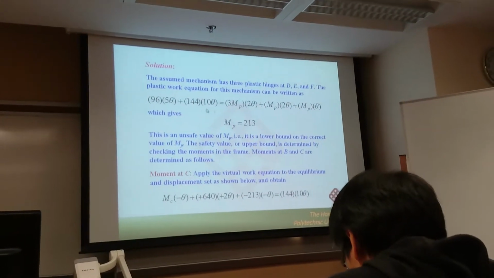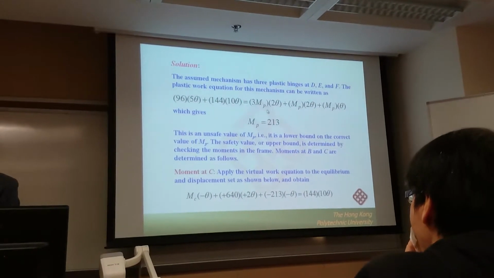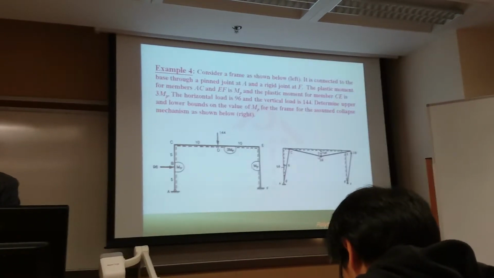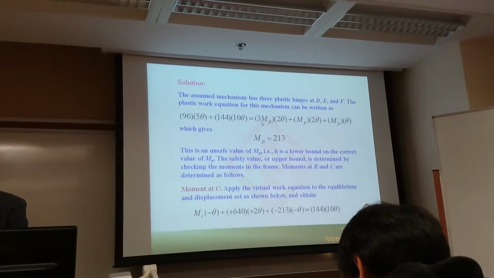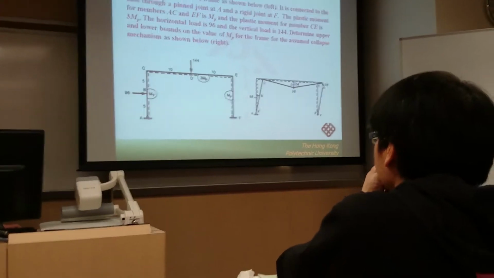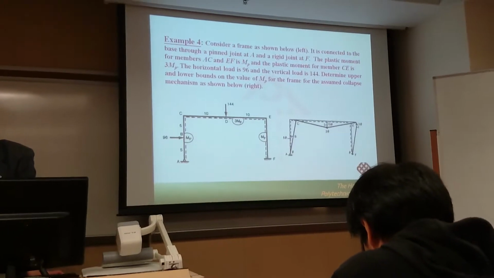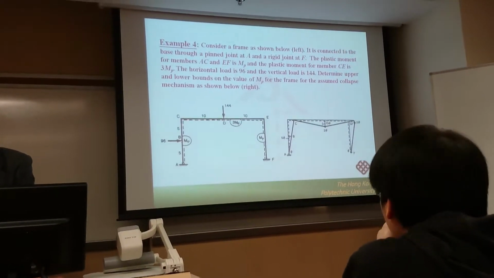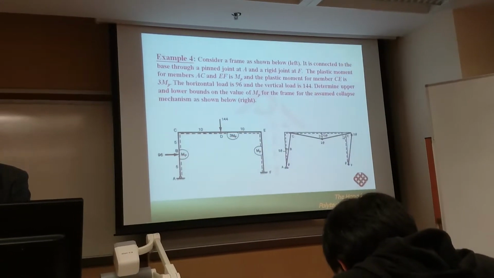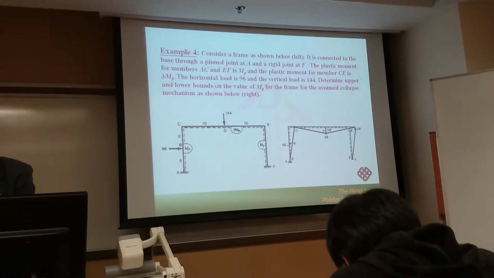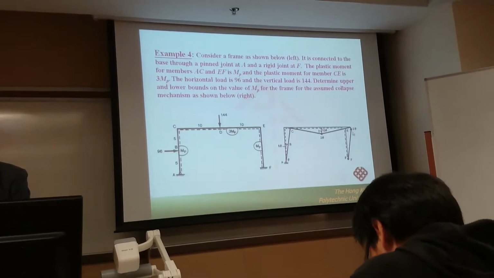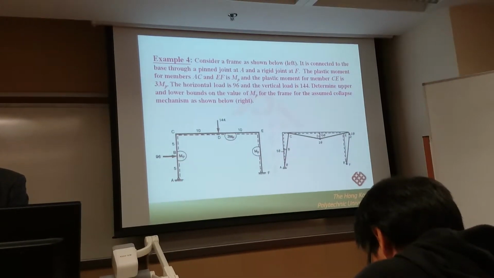This is the work done by the external forces, and for the first plus hinge here, the plus moment is equal to 3 MP. Then for the plus hinge here, the moment is just equal to 1 MP, but the total rotation is equal to 2 theta because it involves the rotation of both beam and column. For the beam, the rotation is 1 theta. For the column, the rotation is 1 theta. So totally it is equal to 2 theta.